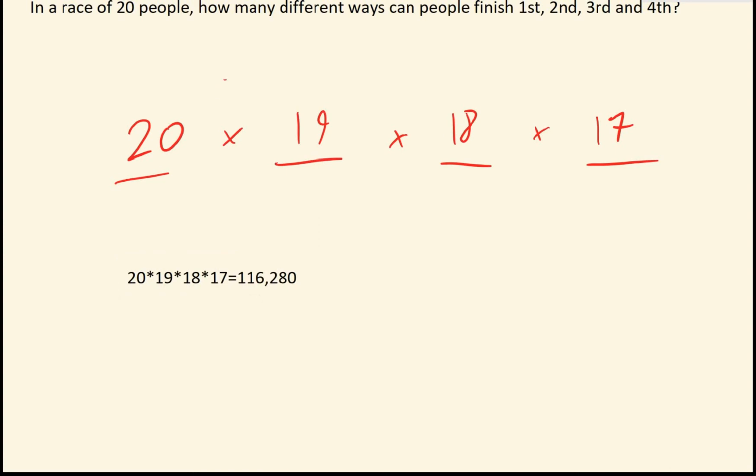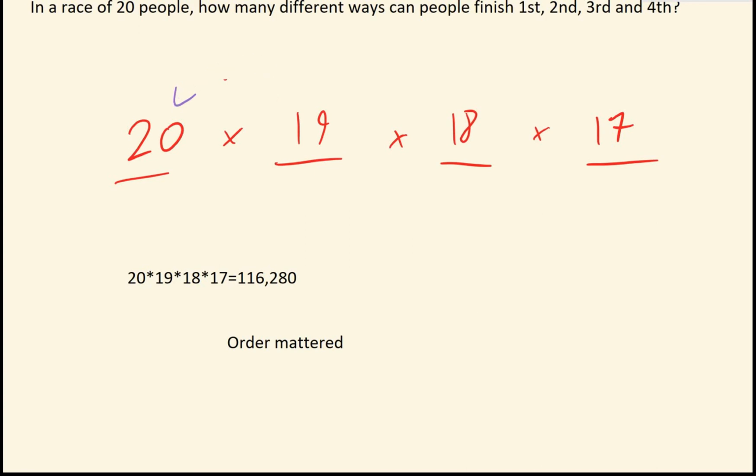Okay, this was the easiest type of question. In this question, the order mattered. So what I mean is, if we switched around my first and my second person, I would have a different race result. That means the order matters. It matters who comes first, second, third, or fourth.